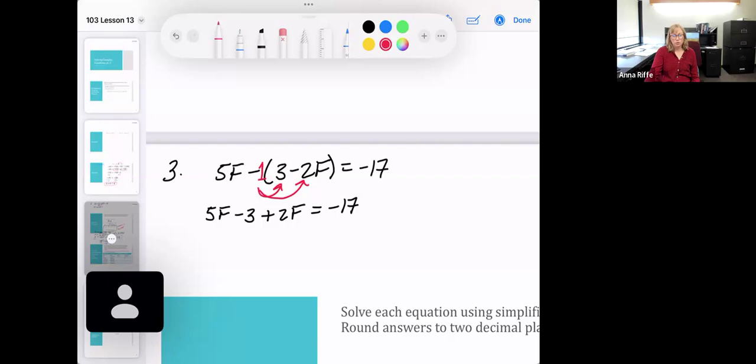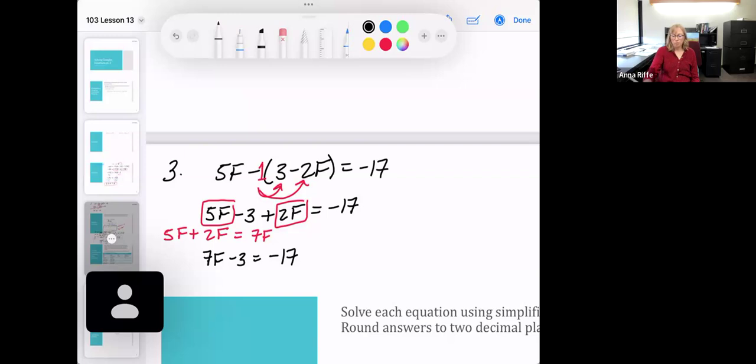The next thing I'm going to do is look at the two sides and determine if there's anything I can combine. I do have multiple variable terms on the same side of the equation. I can take 5f and add that to 2f. Those are like terms. 5 plus 2 is 7f. So it leaves me with 7f, and then I still have the -3 is equal to -17. Great. I've taken care of the simplification.